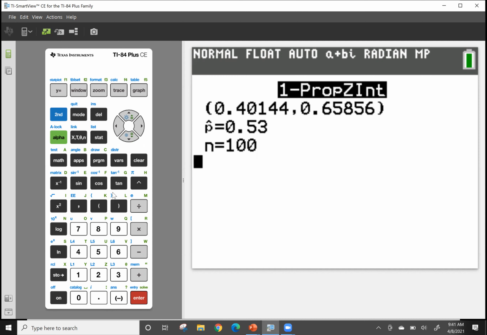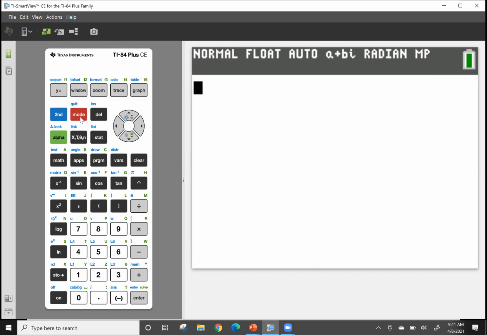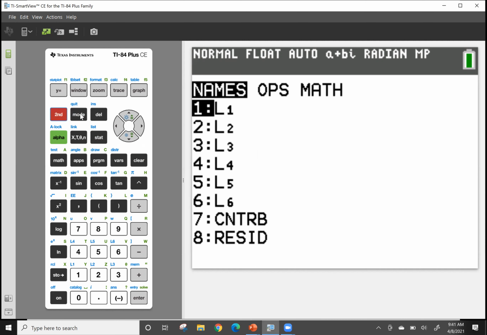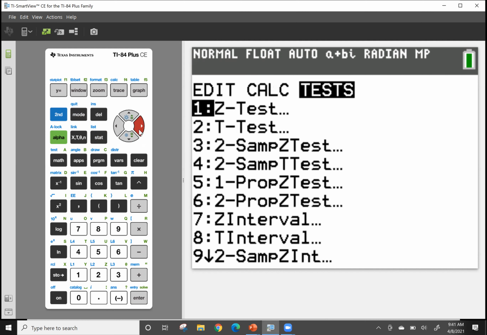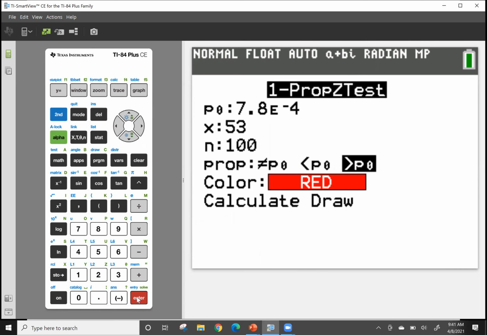Oh, I did an interval. I'm so sorry. Well, if you can't make a mistake a day, what can you do? Well, that was a confidence interval if you're interested in that. It's number 5, 1 proportion z-test. If that's the only mistake I make today, I'm going to be doing well. 1 proportion z-test. I apologize. Okay.